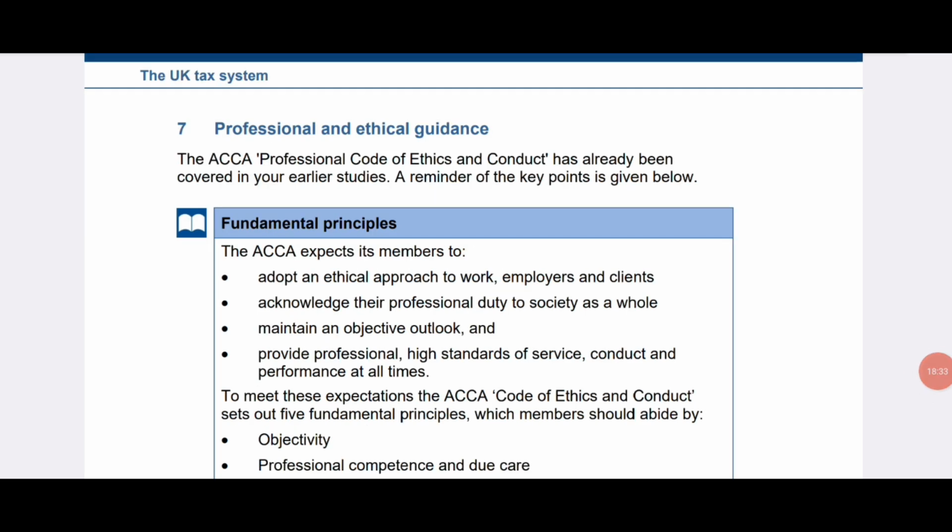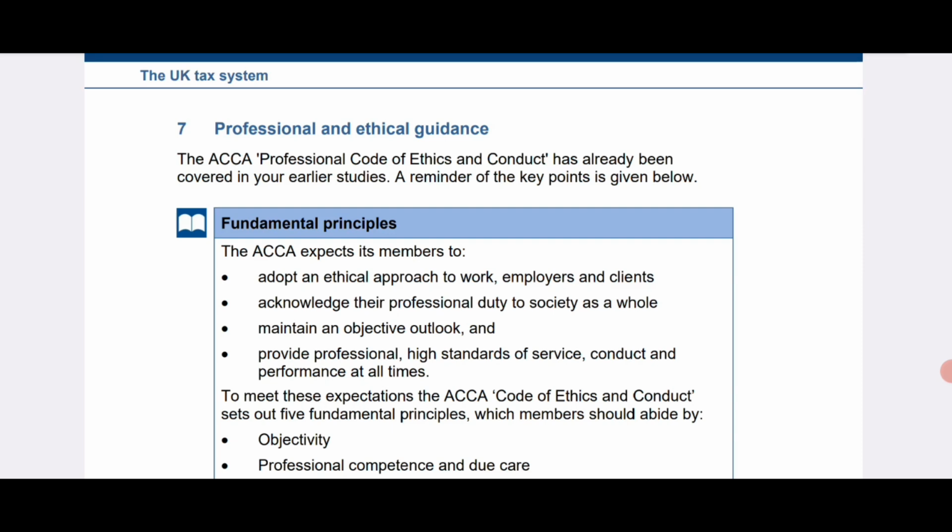Next topic is professional and ethical guidance. The ACCA Professional Code of Ethics and Conduct has already been covered in your earlier studies. Just to remind you, you will find the same topic, professional and ethical issues, in your financial reporting, Strategic Business Leader (SBL), SBR, and audit papers. It is best for you, students, to be familiarized from now onwards.